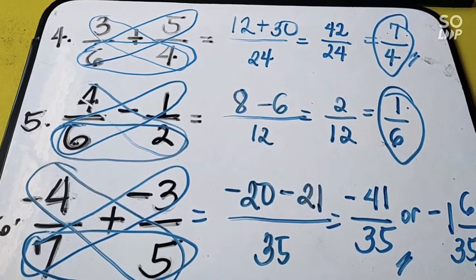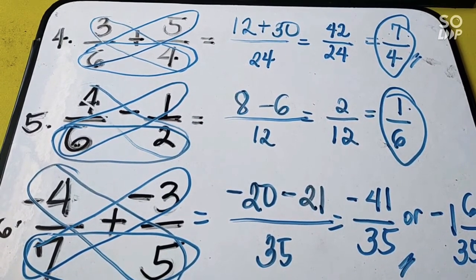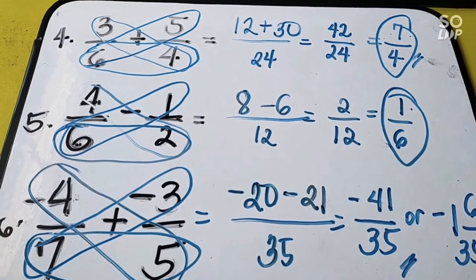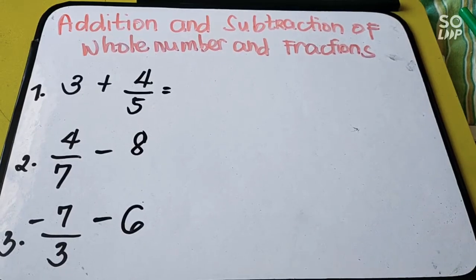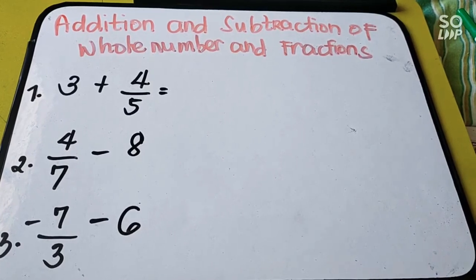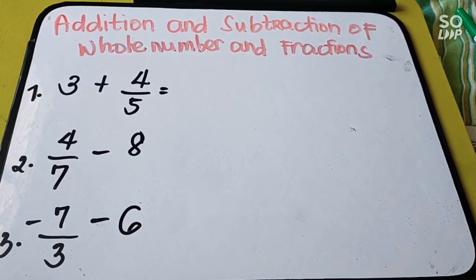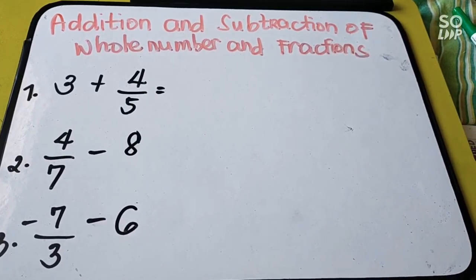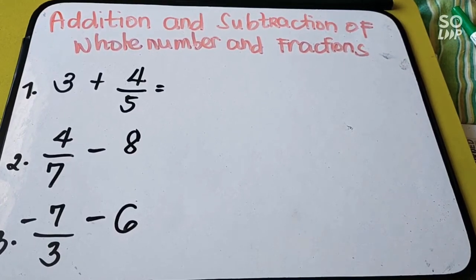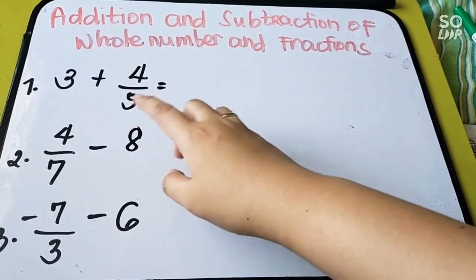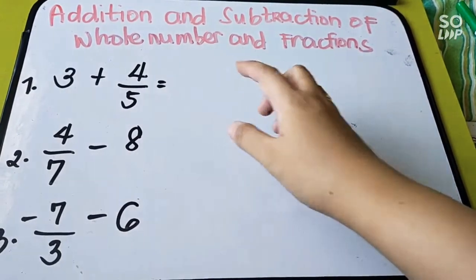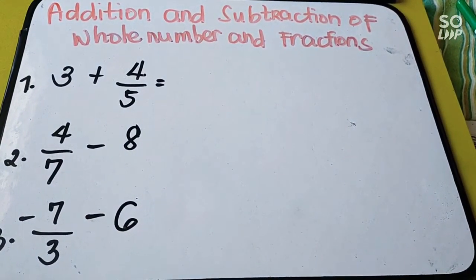Now, let's move with a whole number, then a mixed number. We are going to add and subtract. Addition and subtraction of whole numbers and fractions. Let us have this one. We have an involve of a whole number and a fraction. So, meron tayong improper at saka proper fraction. And then a whole number.